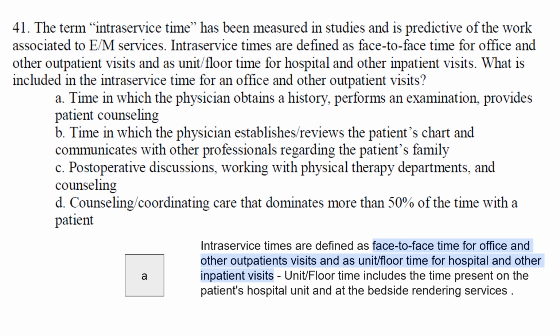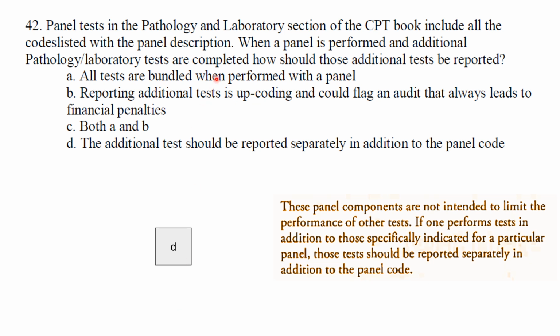So whatever work the doctor is doing on the patient, that we are calculating here, and that comes under option A, that is taking the history, performing the examination, and providing the patient with counseling. Panel tests in the pathology lab section of the CPT book include all the codes listed with the panel description. When a panel is performed and additional pathology and lab tests are completed, how should those additional tests be reported?